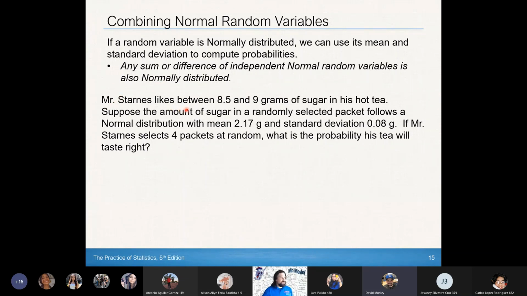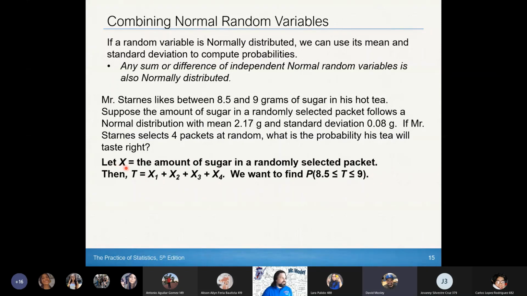All right, Mr. Starnes likes between 8.5 and 9 grams of sugar in his hot tea. Suppose the amount of sugar in a randomly selected packet follows a normal distribution with mean 2.17 grams and a standard deviation of 0.08 grams. If Mr. Starnes selects 4 packets at random, what is the probability his tea will taste right?